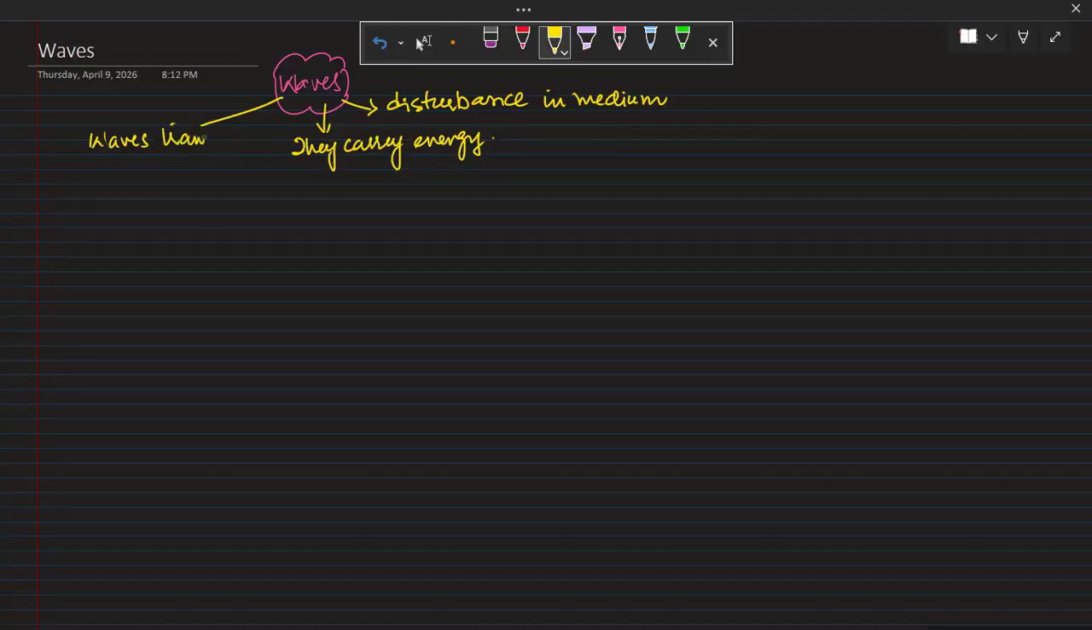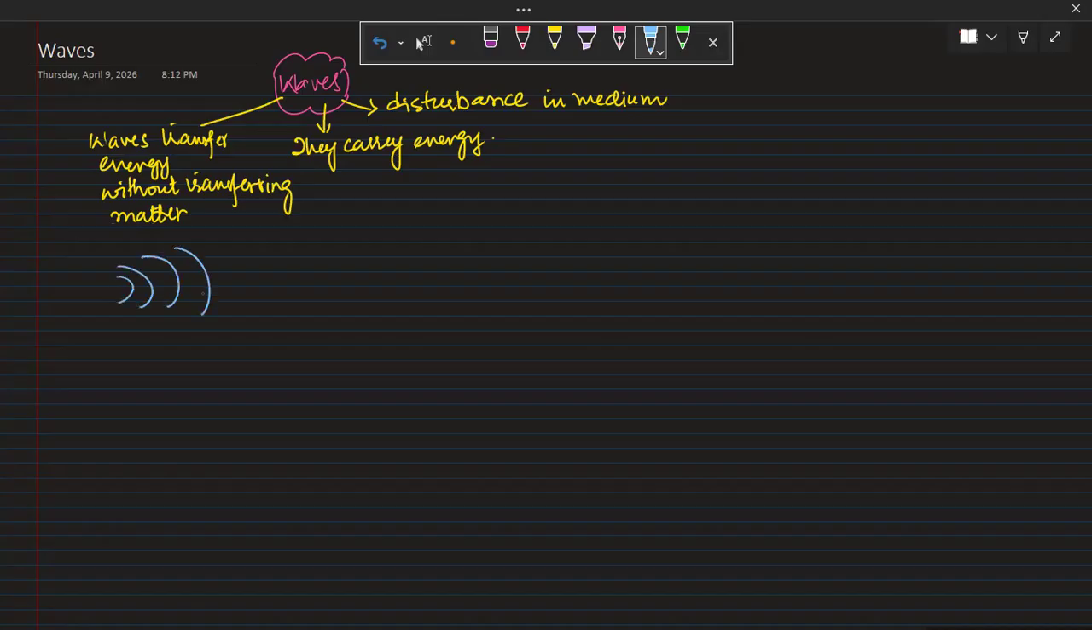So waves transfer energy without transferring matter, right? What do you mean by matter? For example, if I have water here and here the water waves. So what happens from one point to another point? The energy transfer takes place due to the vibrations, right?